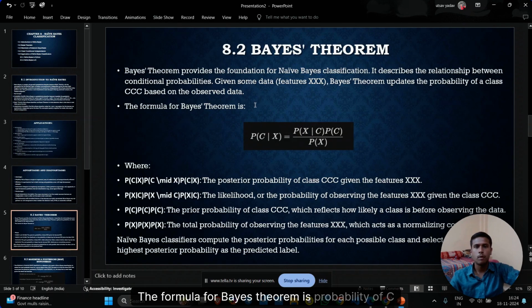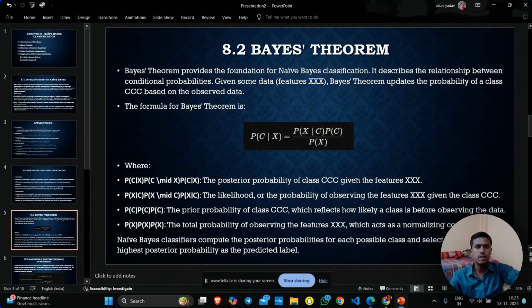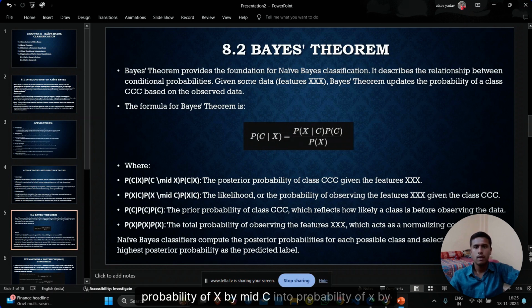The formula for Bayes theorem is P(C|X) equals P(X|C) times P(C) divided by P(X), where P(C|X) is the posterior probability of class C given the feature X, and P(X|C) is the likelihood, or the probability of observing the feature X given the class C. P(C) is the prior probability of class C, which reflects how likely a class is before observing the data.